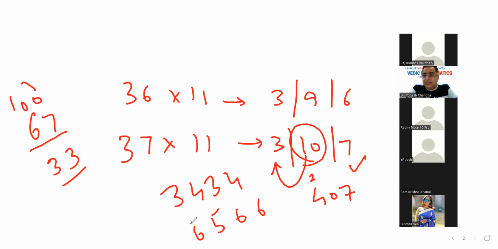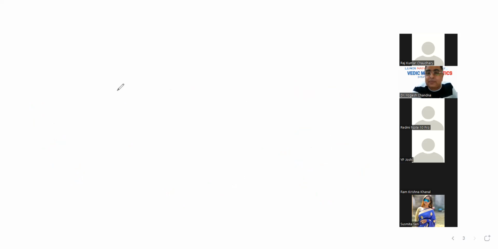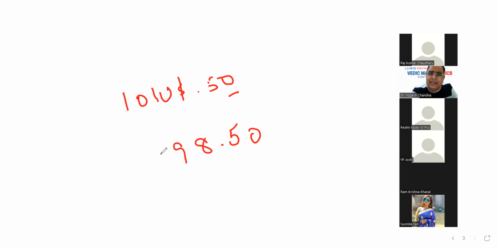He'll never go wrong. Even if it is in decimals, then also it will never. Suppose now you have $101 and 50 cents. Even then, the last is 0, so it will remain as it is. Otherwise, 5.898. Finish.